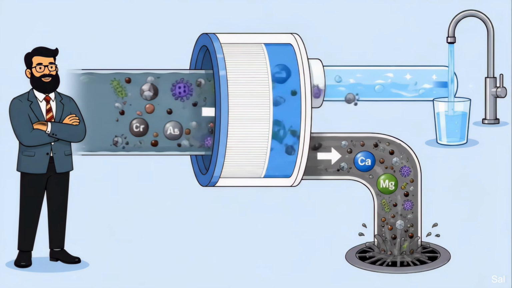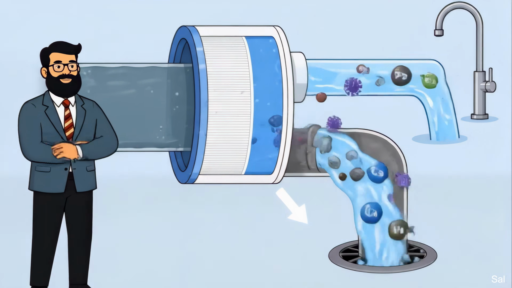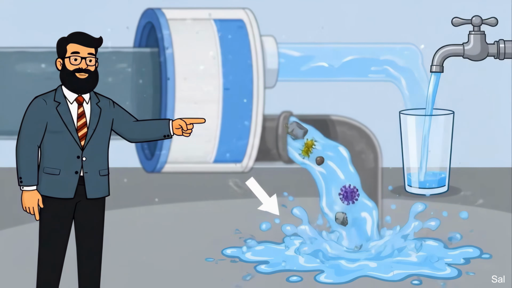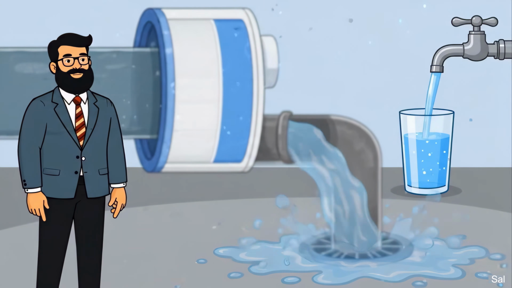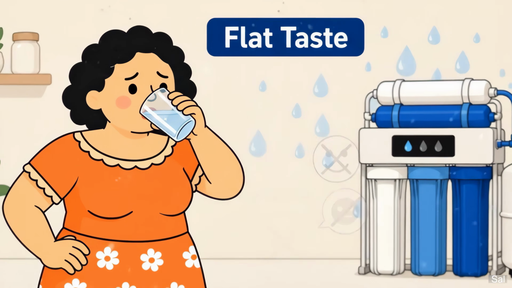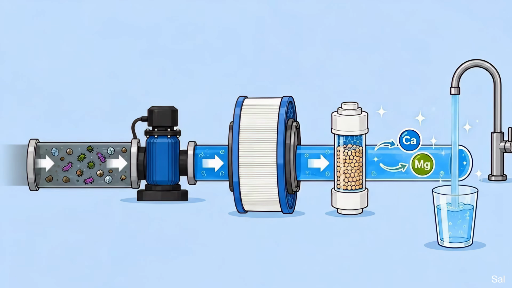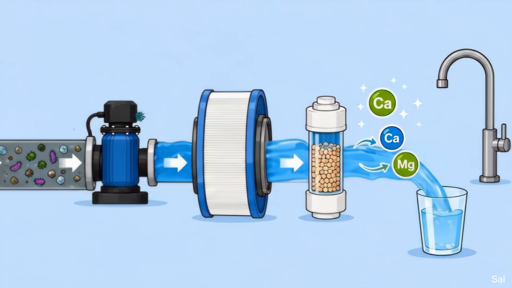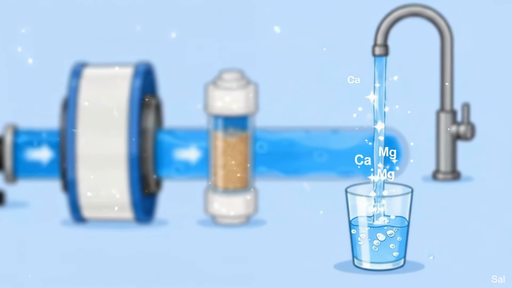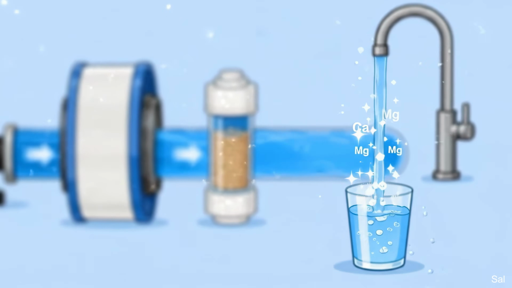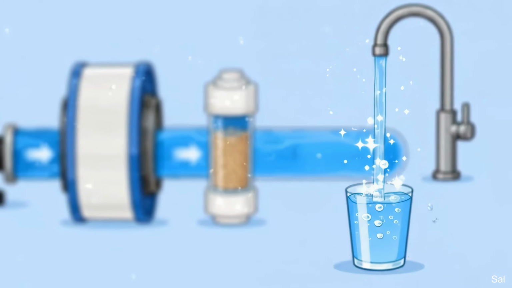Third, RO is completely indiscriminate. It removes harmful heavy metals, but it also strips away healthy, naturally occurring minerals like calcium and magnesium. This can leave the water tasting flat or slightly acidic. To counter this, many modern RO purifiers include a TDS controller or an alkaline mineral cartridge to reintroduce these healthy minerals back into the water after purification.